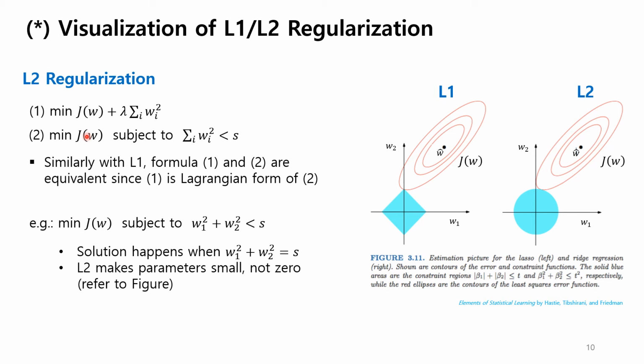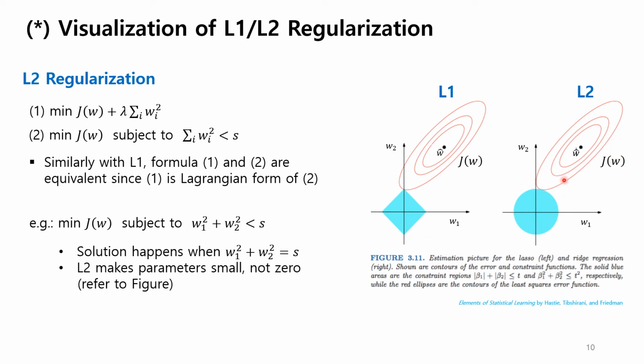So in this case, the KKT condition is this equals S. So the solution happens, in this case, when this is S. What happens in L2 is that you calculate the W values and each value of W should satisfy this. If you look at this picture here, the shape of this L2 form is a circle. L1 is this rectangular form. In L2, this is the shape of a circle here.